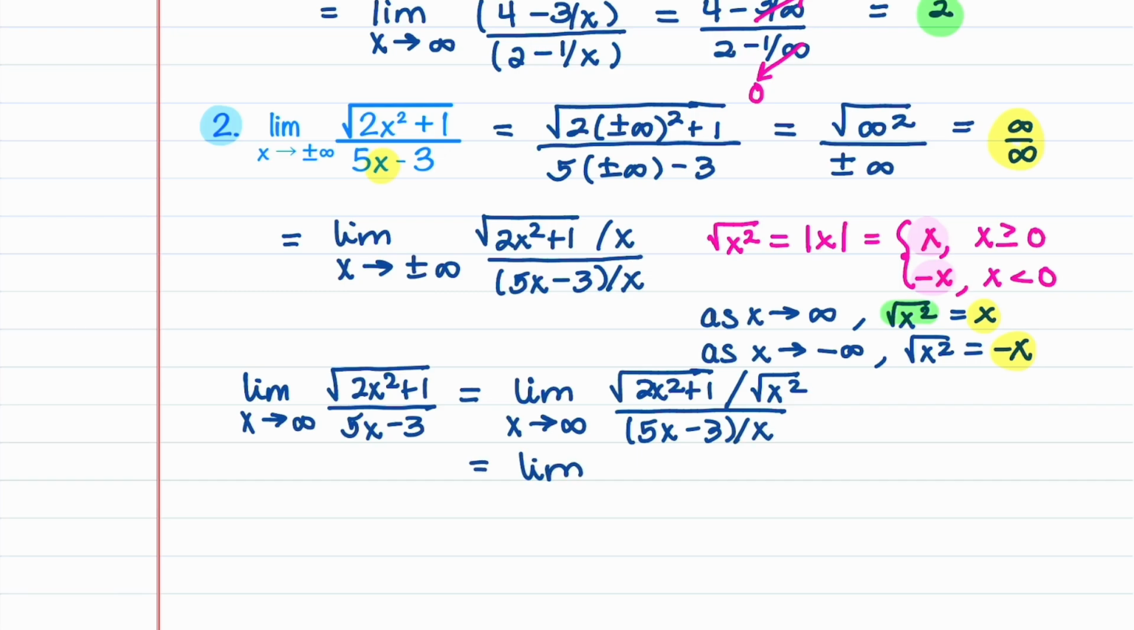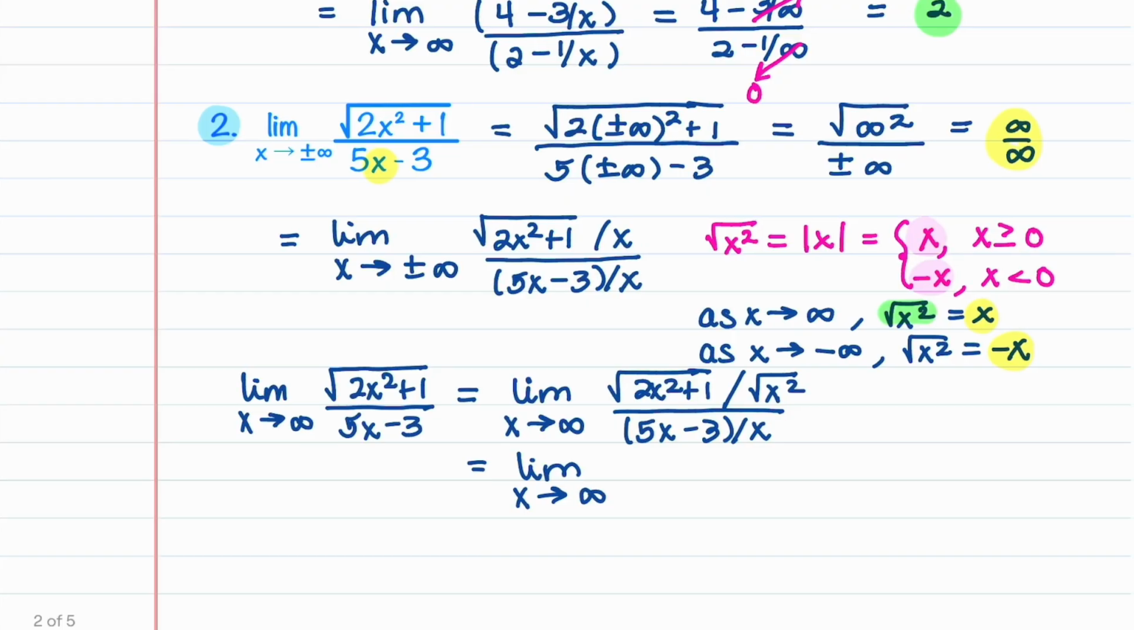This gives us the limit as x goes to infinity of the square root. Pulling in x squared, we have 2x squared divided by x squared, which is just 2, and then we have plus 1 over x squared. In the denominator, 5x divided by x gives us 5 minus 3 divided by x. Now, as x goes to infinity, this piece and this piece are going to go to 0. So what we have left as an answer is the square root of 2 divided by 5. Let's go ahead and highlight that.